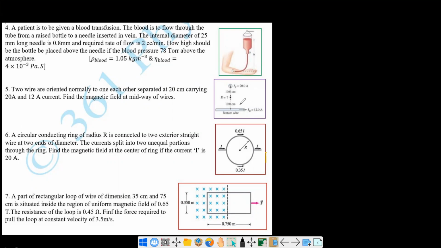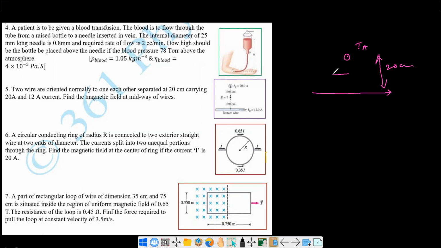This is related to magnetic effect of current. So there are two wires. In here, one wire has current coming out of the plane of this board, and another is carrying the current in this direction. Two wires are oriented normally to each other and separated by 20 centimeter. This is your 20 centimeter, and 20 ampere and 12 ampere respectively. In here 20 ampere and this 12 ampere, this is known to us. The current in here is I1, and this is I2, whatever you can say, something is written in the diagram.